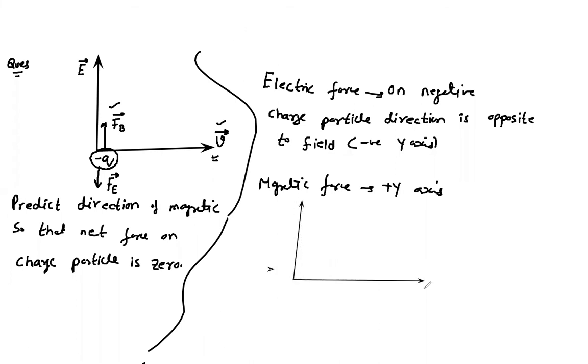This is the direction of velocity. This is the direction of force, positive y-axis. You have to predict the direction of the magnetic field. For this, just remember one small trick: the magnetic field is perpendicular to both velocity as well as magnetic force.